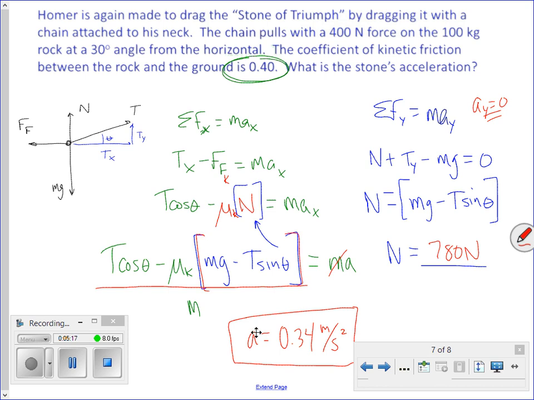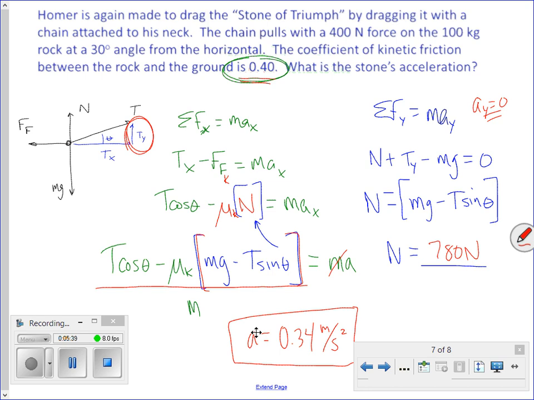So that's not as hard as they come, I guess, but it is certainly a bit of a complex one because of a couple of things. Certainly one is the fact that we have the coefficient of friction, and two is that we've got to make sure that when we're talking about what the normal force is, we take into account that there's a vertical component of that tension force.